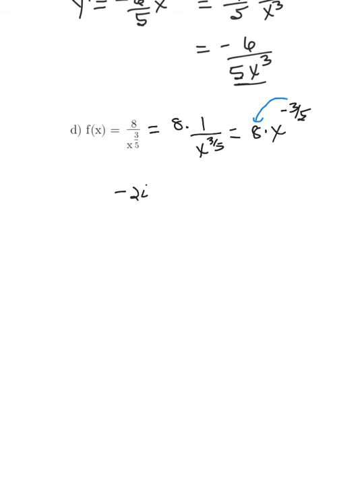negative 24/5 x to the, now we need to take negative 3/5 minus 1, which would be the same thing as having negative 3/5 minus 5/5. That's going to give us negative 8/5. So this is our derivative.